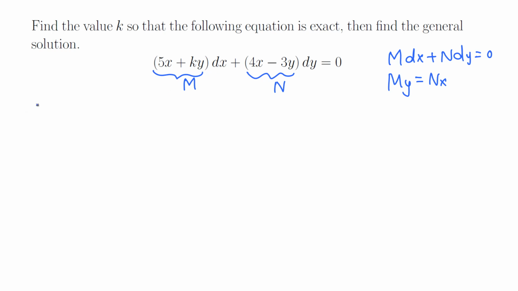Okay, so let's find M_y here. The derivative with respect to y is k. And let's find the partial with respect to x. This is 4. And for this equation to be exact, these two numbers should be the same. Okay, this implies k must be equal to 4. So we can rewrite this equation in this way.